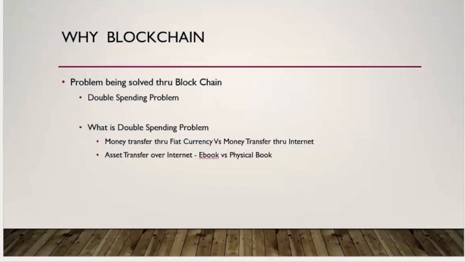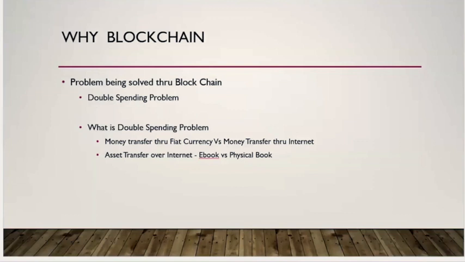Blockchain is solving the double spending problem. Now, what is the double spending problem? One way to look at it is in terms of a money transfer through fiat currency versus a money transfer through the internet. What I mean by fiat currency here is any currency which is issued by any government, for example US dollar, euro, or Indian national rupees.